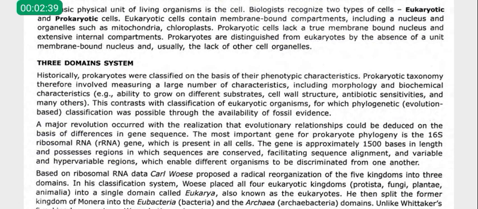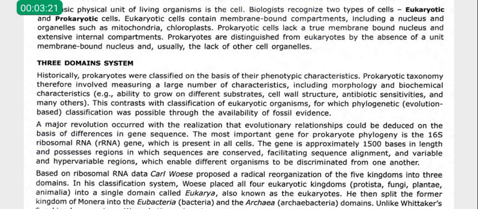A major evolution occurred with the realization that evolutionary relationships could be deduced on the basis of difference in gene sequence. The most important gene for prokaryotic phylogeny is the 16S ribosomal RNA, rRNA gene, which is present in all cells. The gene is approximately 1500 bases in length and possesses regions in which sequences are conserved, facilitating sequence alignment, and variable and hypervariable regions which enable different organisms to be discriminated from one another.